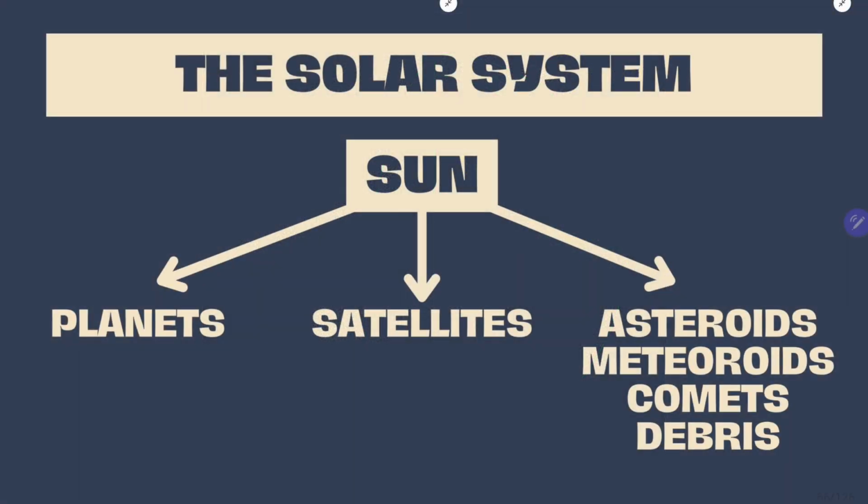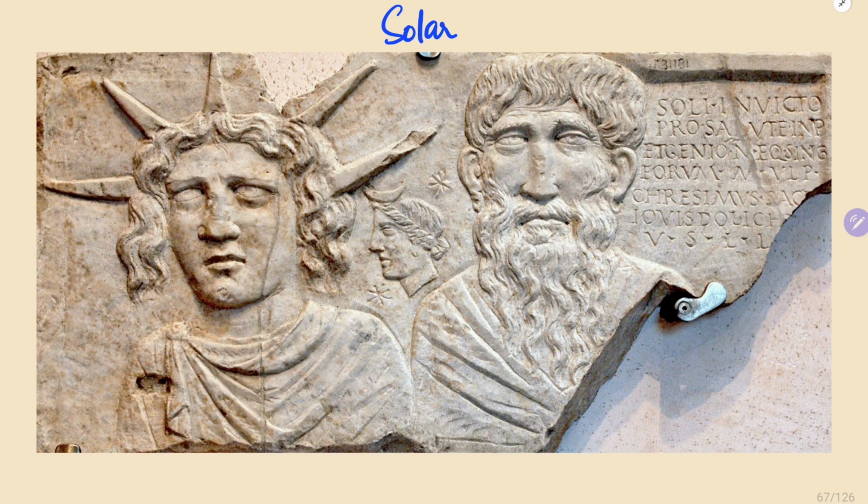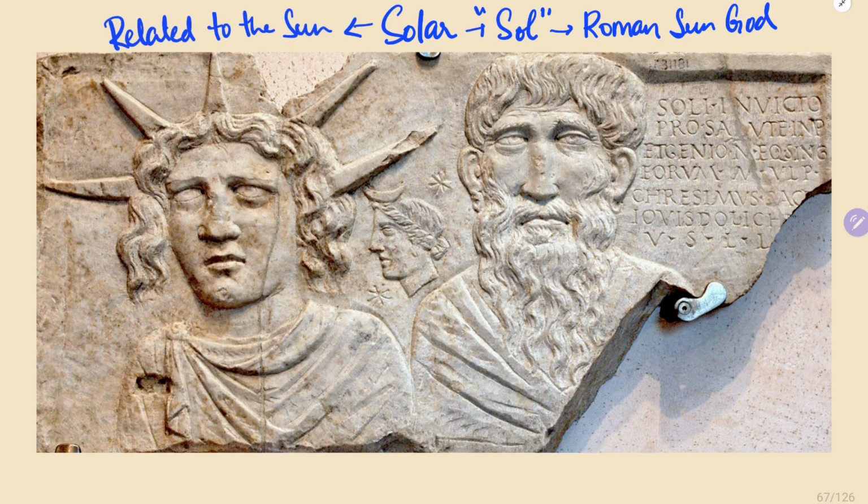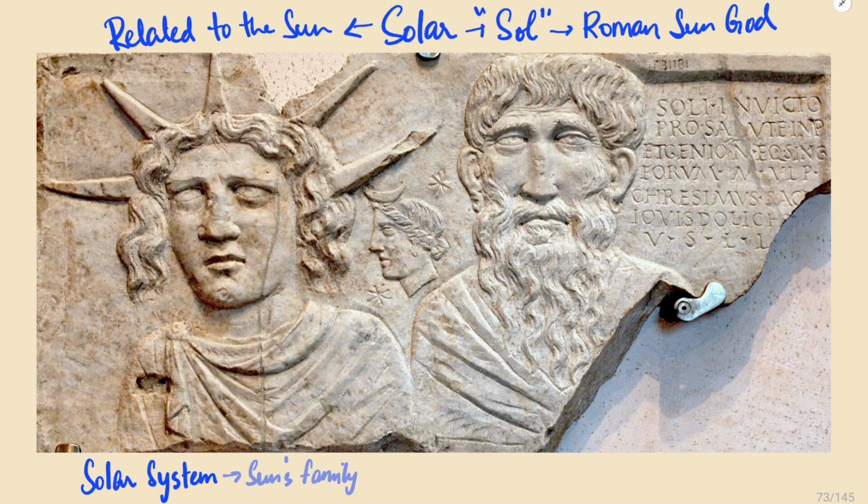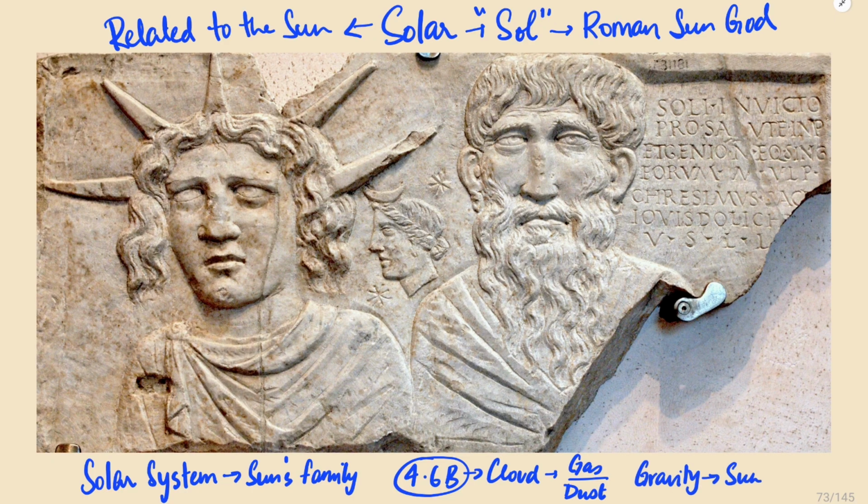Like we saw earlier, the solar system consists of the Sun, planets, also dwarf planets, satellites, asteroids, meteoroids, comets, and debris. The word solar comes from the word Sol, which is the Roman sun god. Solar means related to the sun, and therefore the solar system is the sun's family. This system formed about 4.6 billion years ago from a giant cloud of gas and dust. Gravity pulled everything together, with the sun forming at its center.